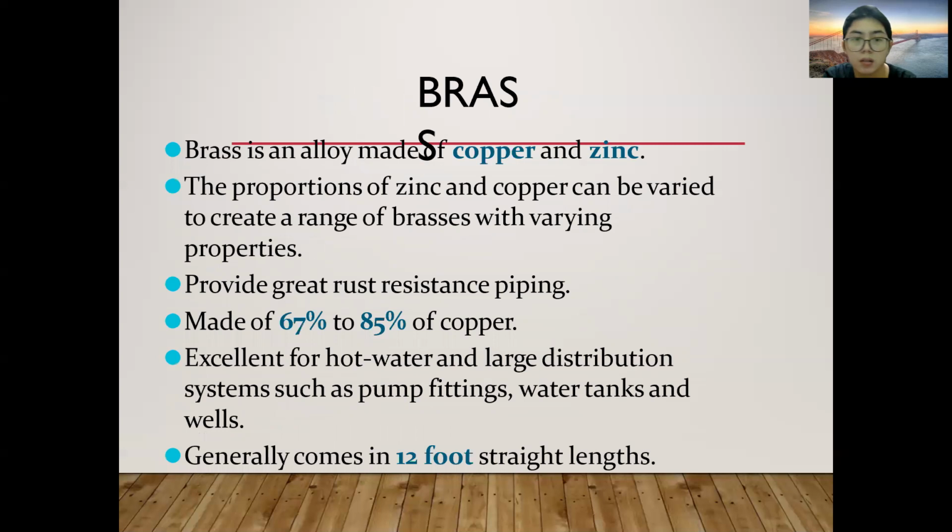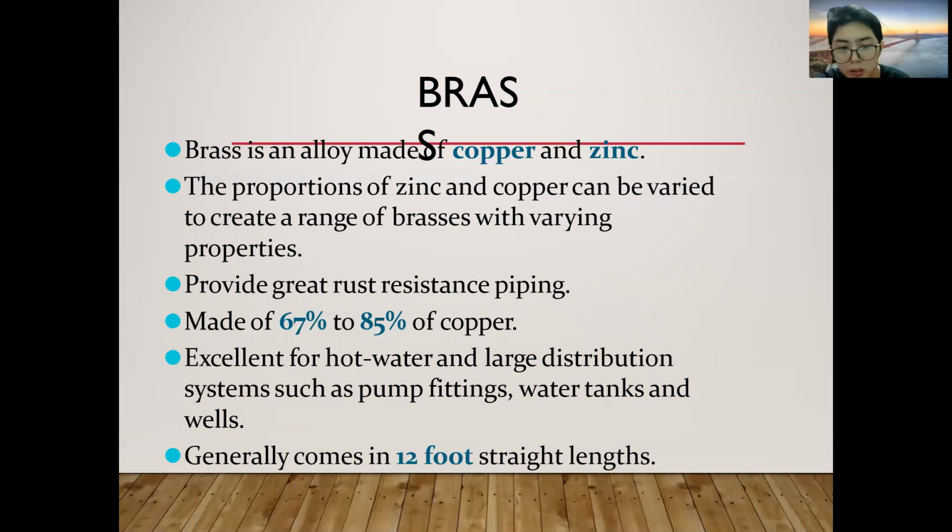So brass is an alloy made of copper and zinc. The proportion of zinc and copper can be varied to create a range of brasses with varying properties. Copper brass is made up of 67% to 85% copper and provides great rust resistance for piping. It is excellent for hot water and large distribution systems such as pump fittings, water tanks, and wells. It generally comes in 12-foot straight threads.